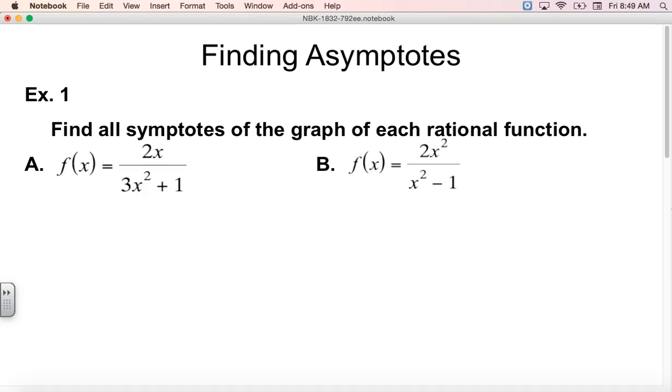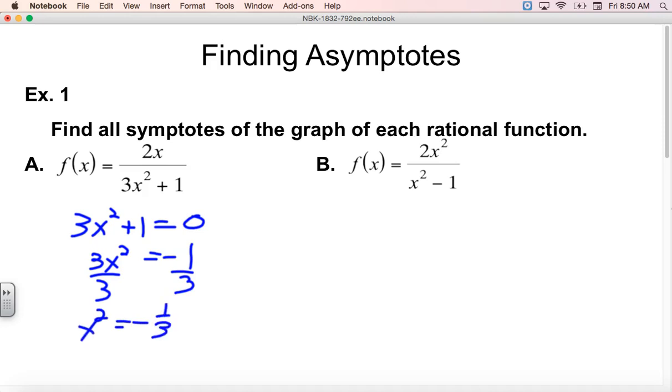In order to find the asymptotes, all you have to do is set the denominator equal to 0. You're going to have an asymptote at anything that makes you divide by 0. So for this first one, let's set 3x squared plus 1 equal to 0, and solve this. We subtract 1, so we get 3x squared equals negative 1. Then we divide by 3, and we get negative 1/3. So x squared equals negative 1/3, and then we would take the square root of both sides.